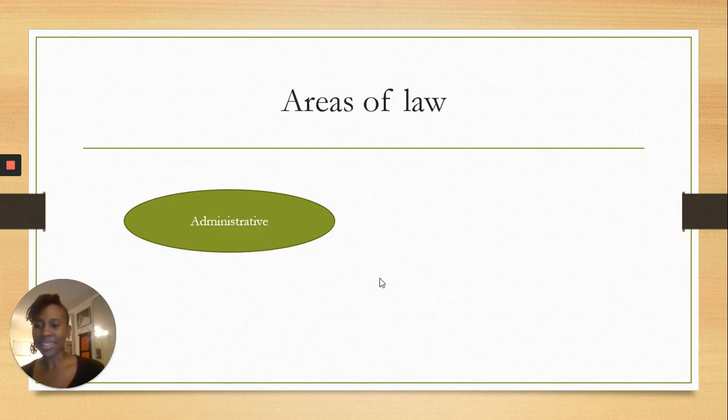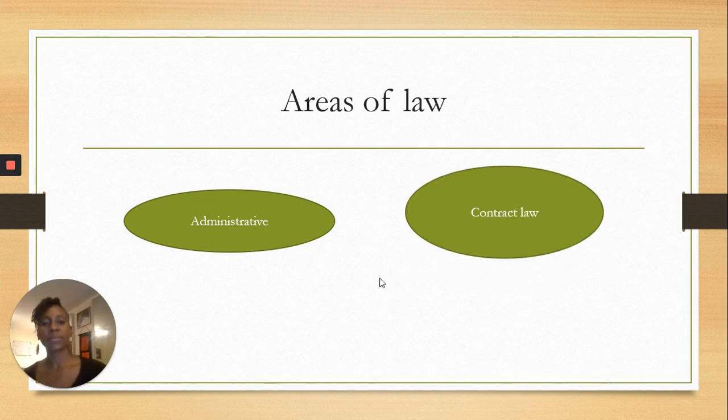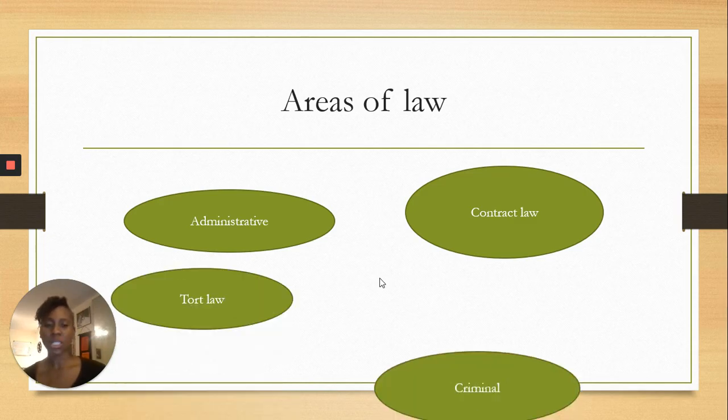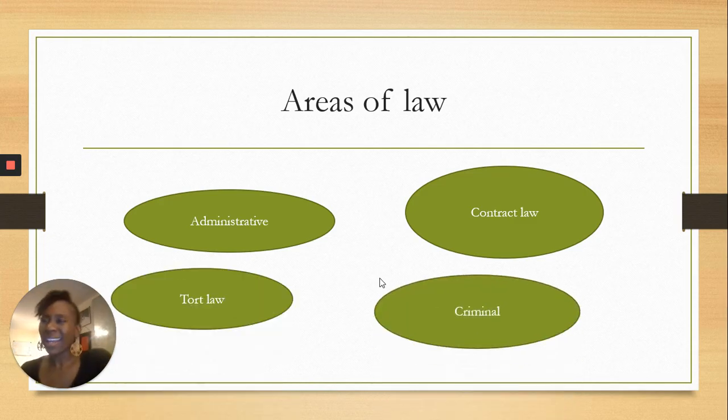Now, our next task is to identify the areas of law. So the first area of law is administrative. The second is contract. The third is tort. The next is criminal. And I could even add company, because we're going to look at company law in this course. Now, of all of these, where do you think they go? Do you think they go under public or private?